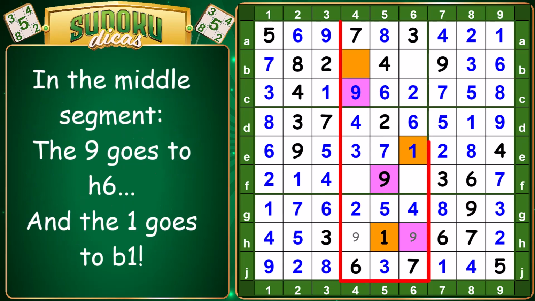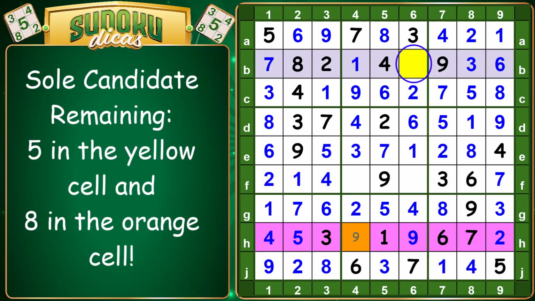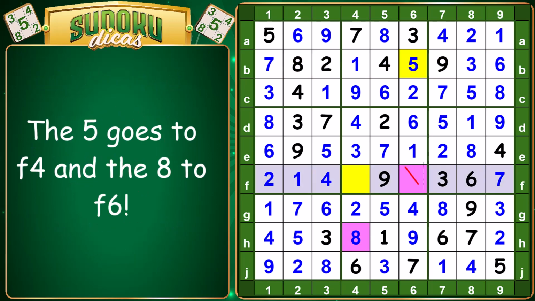In the middle segment, the 9 goes to H6. And the 1 goes to B1. Sole candidate remaining: 5 in the yellow cell and 8 in the orange cell. The 5 goes to F4 and the 8 to F6.